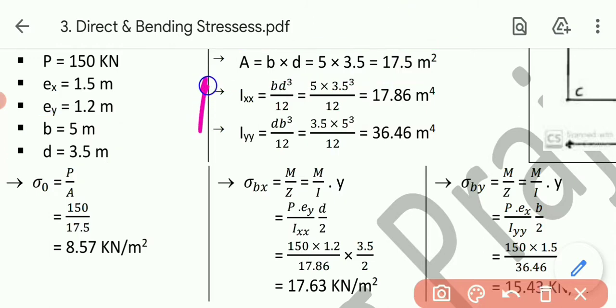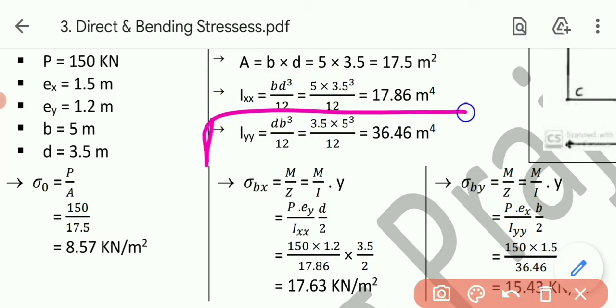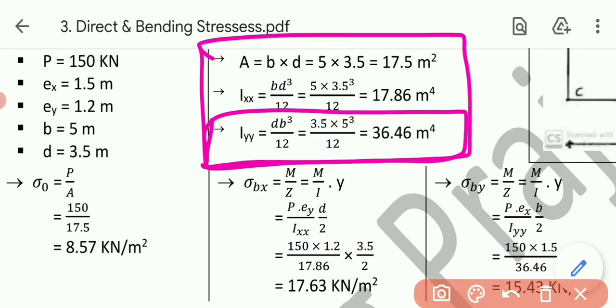Then Ixx, that is BD cube by 12, 5 into 3.5 cube by 12, so 17.86 meter raised to 4. Iyy, DB cube by 12, 3.5 into 5 cube by 12, so I got the answer 36.46 meter raised to 4. So I got all the areas as well as Ixx and Iyy. Okay, now I will generate all three stresses.